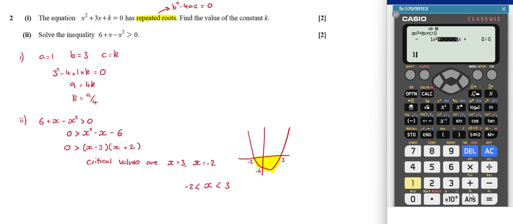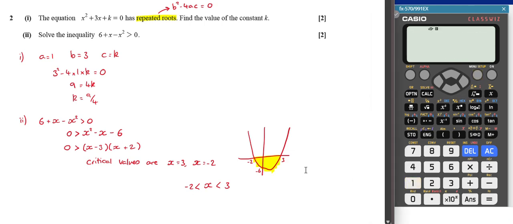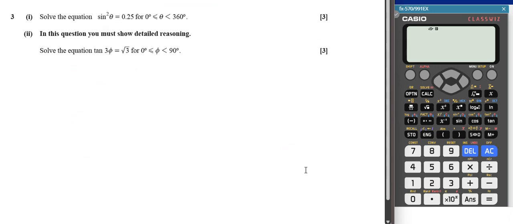It has 1x, and it has 6. We solve that, and we get exactly the same thing as we had in our solution that we worked out. Okay, so let's put that back into normal mode. We'll go back on to the next question. Bit of trig for us now.